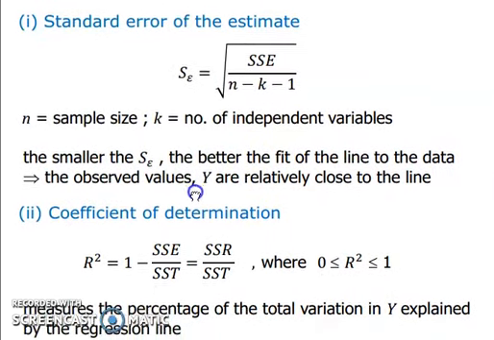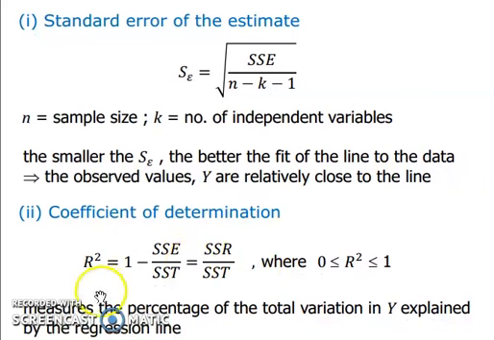Then the concept of coefficient of determination, or we call it the R squared. The formula for R squared is SSR over SST, or it is 1 minus SSE over SST. So it is simply the sum of squares regression over sum of squares total. And it measures the percentage of the total variation in Y explained by the regression line.